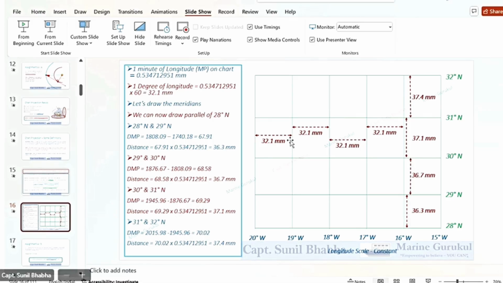Sir, in the Mercator chart, we also always measure distance in nautical miles, sir, but here we are calculating in mm. That's because, beta, we are making this on our answer sheet, and the only way to measure on our answer sheet is the scale, which gives us millimeters and centimeters. So that is the reason we have to convert all the dimensions in millimeters. That's the only way to make it on our answer sheet.